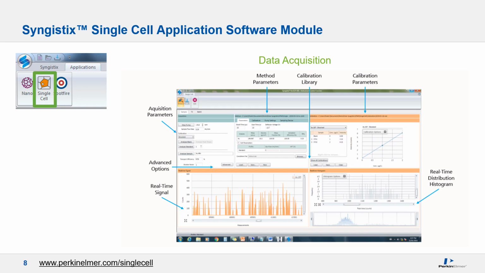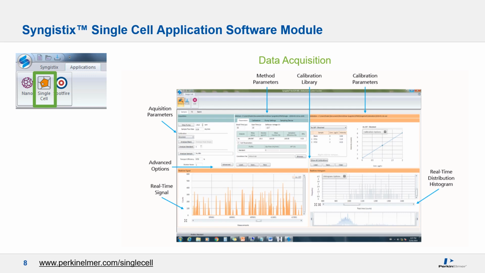So let's go on to the software differences. The acquisition is also characterized by determining a target element mass with a certain acquisition rate.